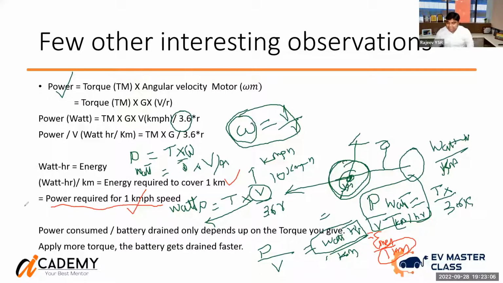So now understand this. Your power by velocity is equal to torque by 3.6 R. Do you get this particular statement? Yeah. Now, are you here with me until now? Now look at this very clearly. This power, which is watt hour per kilometer or watt per kilometer per hour.